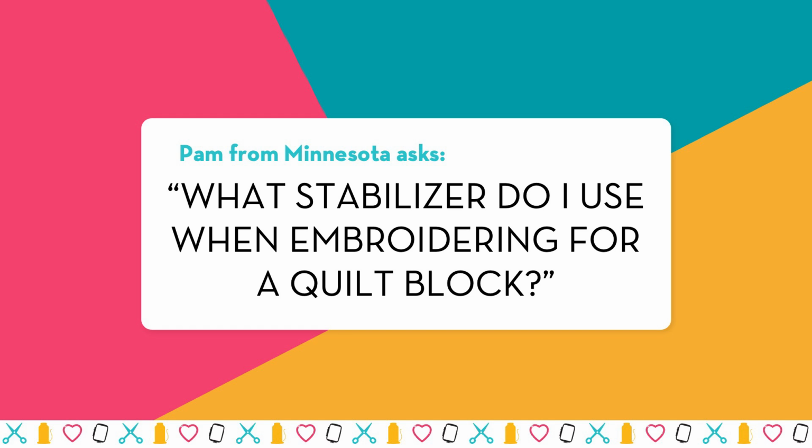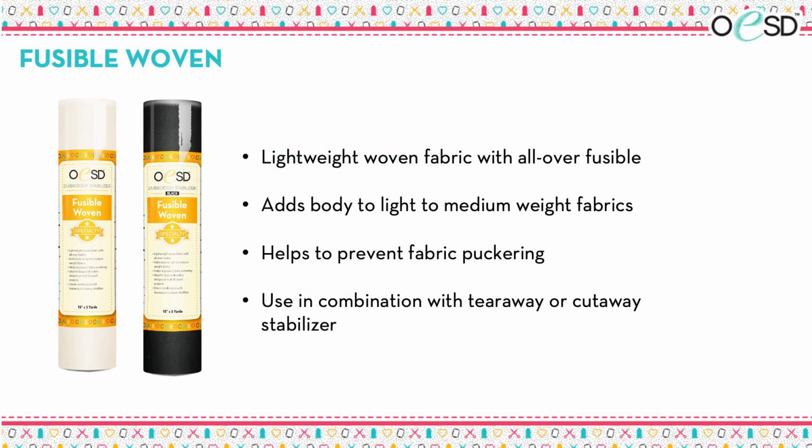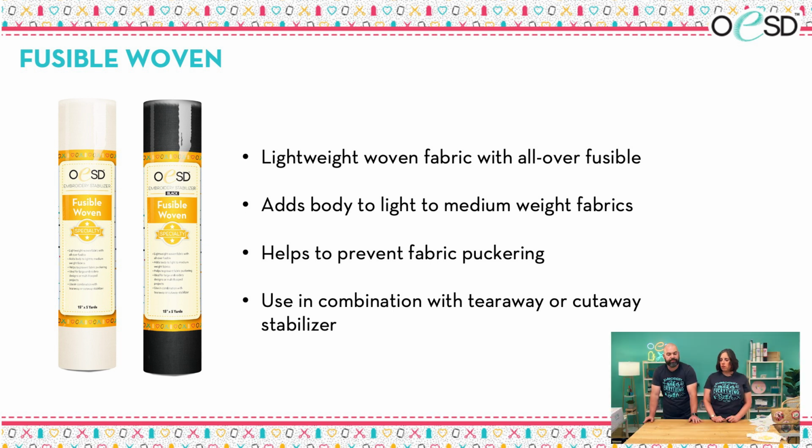Cool. Pam from Minnesota says, what stabilizer do I use for embroidering on a quilt block? That's a great question, Pam. Okay, so fusible woven is Karie's favorite thing. It's most of our favorite thing. I would say stable stick tearaway is mine. Karie puts it on everything like that hot sauce commercial. So fusible woven is not a stabilizer. It's actually a fabric prep material. It comes more like an interfacing almost. Yeah, it comes in white and black.